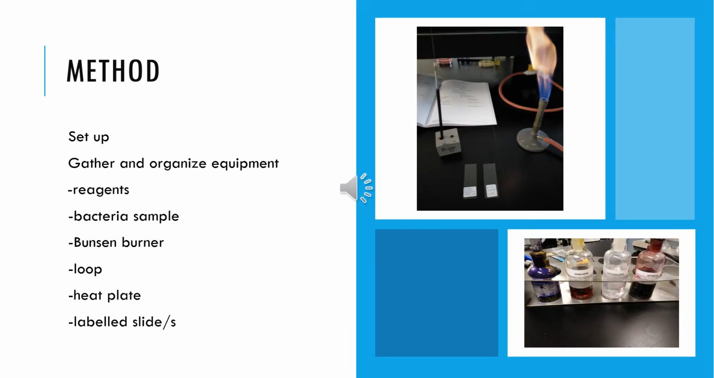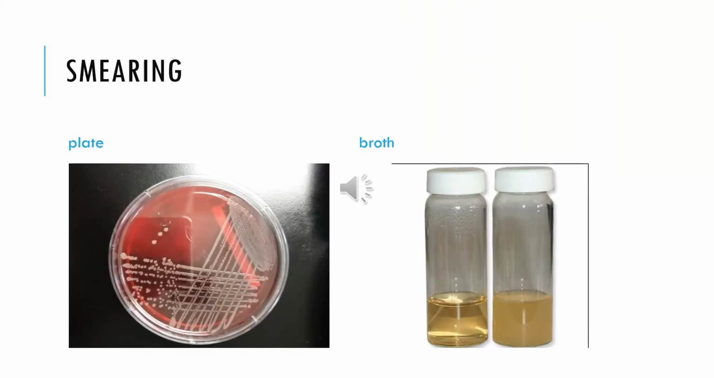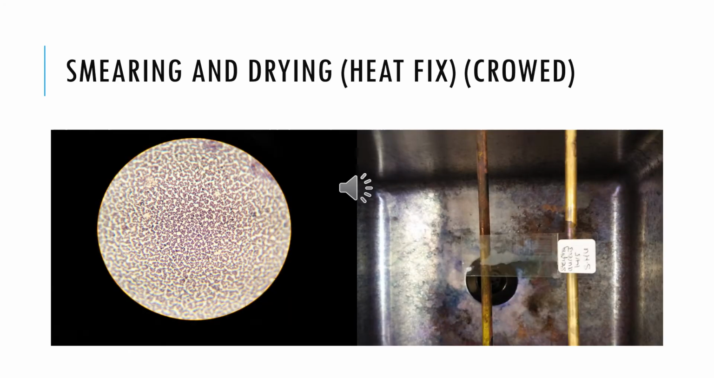The first step is to prepare and organize the listed equipment as seen in the photo. Smearing requires only taking either a single colony from a plate or a single loop of broth to put onto a slide. When smearing, the most common problems are not spreading the sample far enough on the slide, so that crowding happens, and not fixing the smear onto the slide long enough, so that the staining process causes it to wash away.